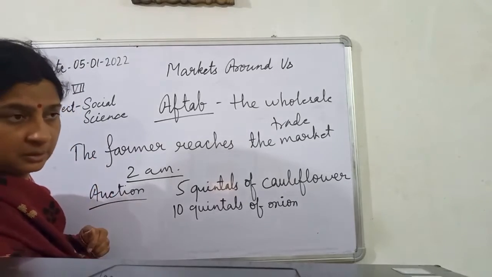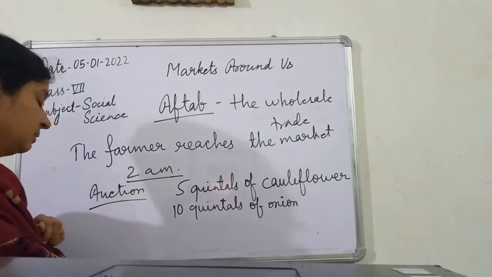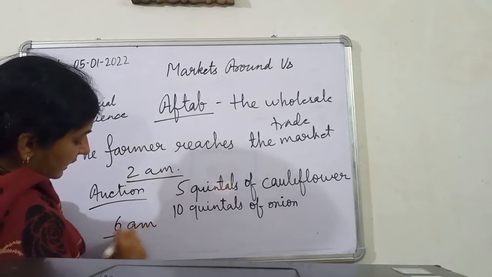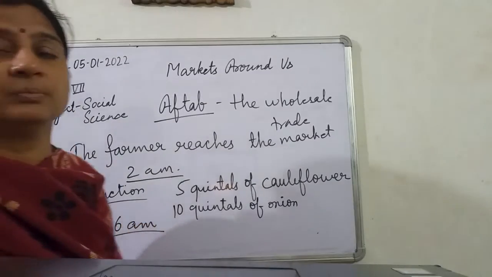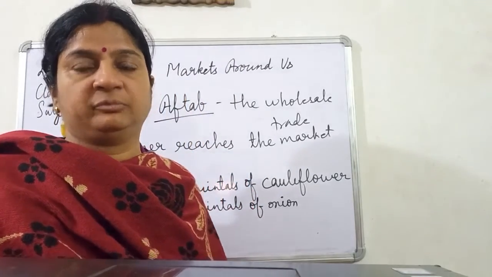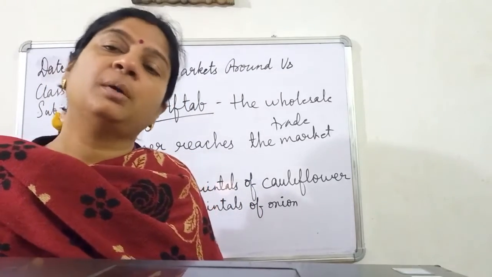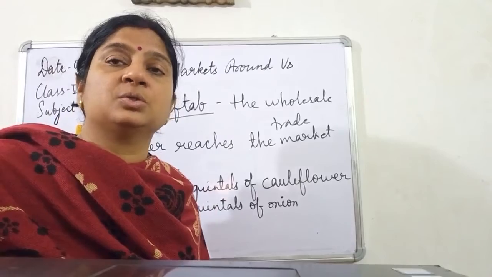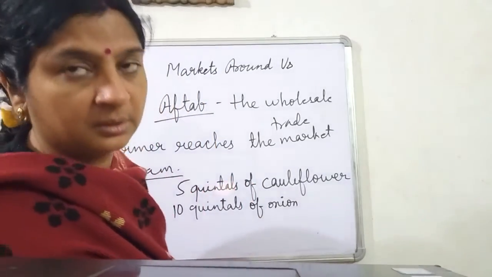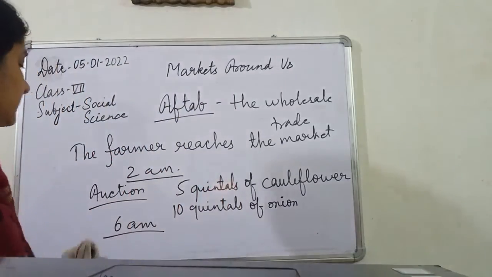He has to take part in the auction. After purchasing, he had stored everything in his shop. And now at 6 a.m., the hawkers and the shopkeepers come to Aftab for purchasing the vegetables. You know? They purchase it and then they arrange their shop, and from their shop the consumers purchase it. Consumers like you and me. So now we have completed this chain of market, and now we will do markets everywhere.